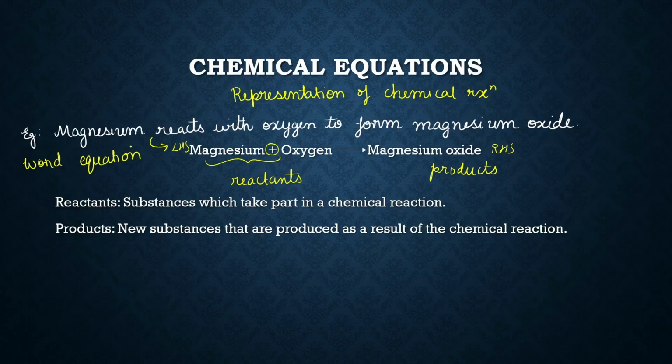Now we can even represent the equation in a smaller way than this, that is by using symbols. Reactants are the substances which take part in a chemical reaction, while products are the substances which are produced as a result of a chemical reaction.